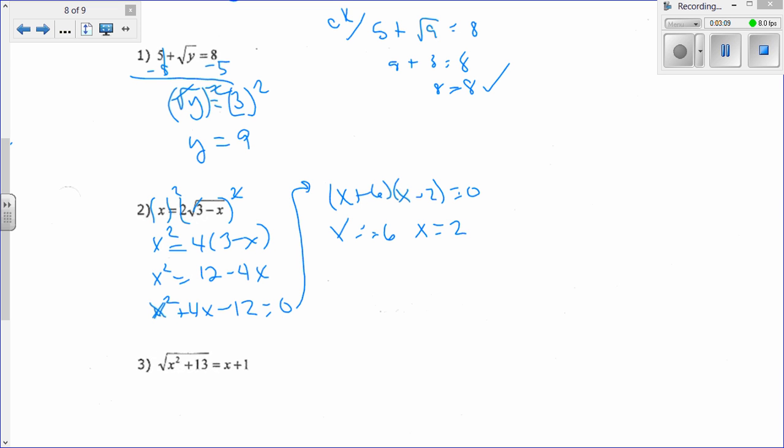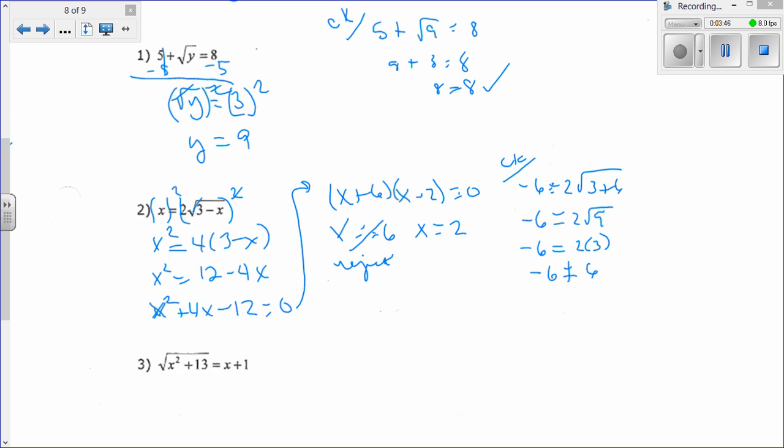Now I need to check. So I'll have negative 6 equals 2 times the square root of 3 minus a negative 6, so 3 plus 6. So negative 6 equals 2 times the square root of 9. Negative 6 equals 2 times 3. So negative 6 equals 6. That is not true. So I have to reject that answer.